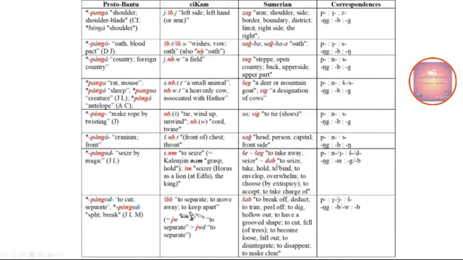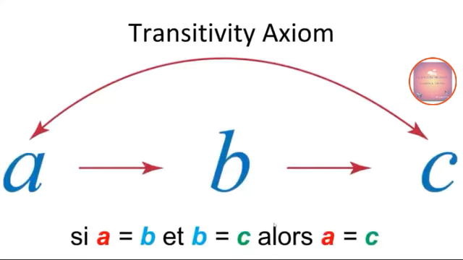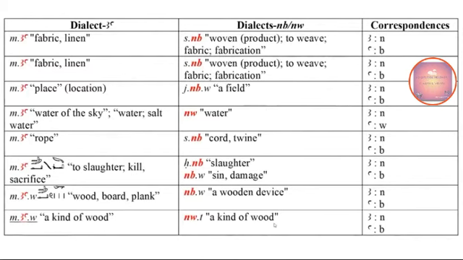So when you're going here, this is A equals B in this consonant position. That's what we're showing here in the correspondences on the right. And B equals C, therefore A equals C. This is a mathematical equation built on the principles of logic.